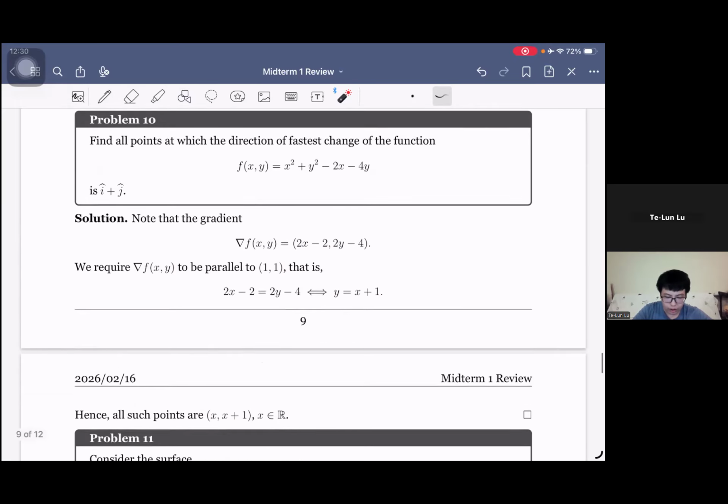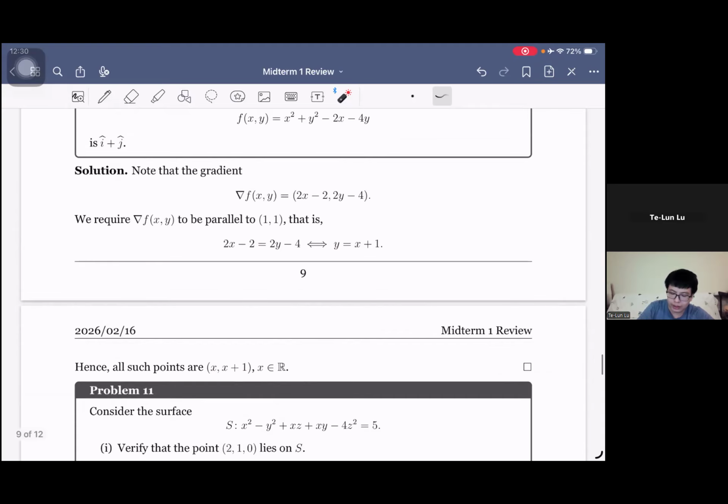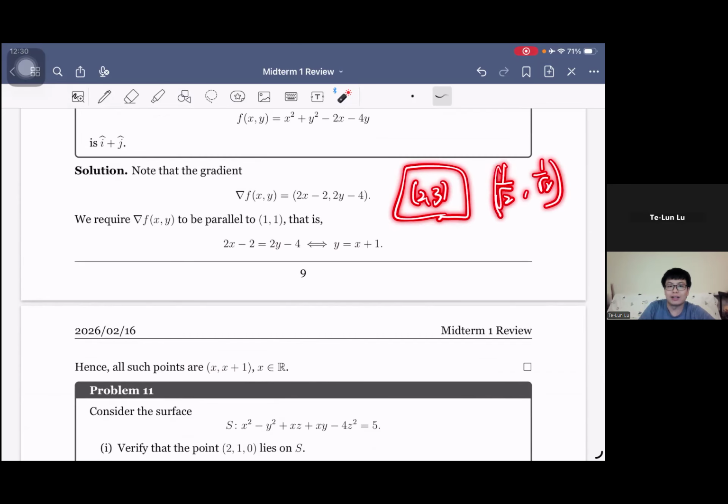All right. So just to be clear, at the point 2, 3, the fastest change of direction will be something like 1, 2 and 1, 2. Okay? That is what we had done.